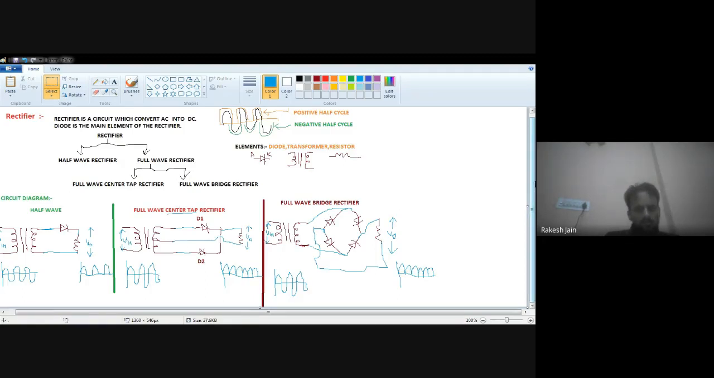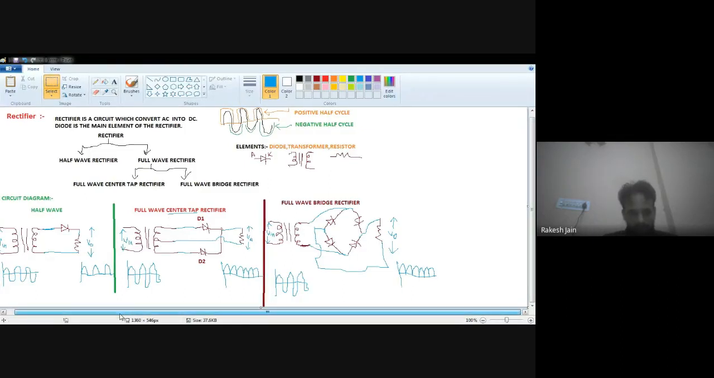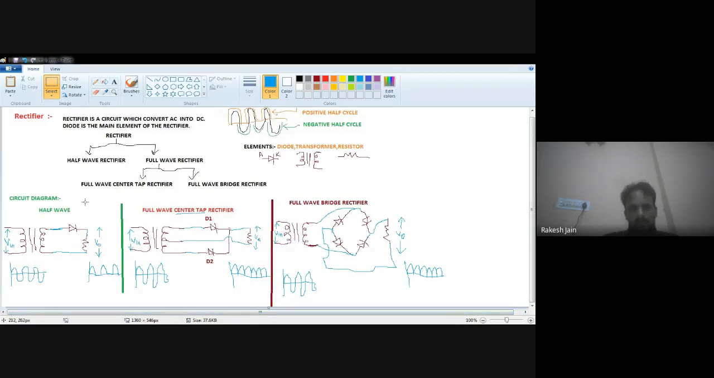Now we will focus on the working principle of these rectifiers. One by one, the full wave center tap, full wave bridge, and half wave rectifier working principle. First of all, we should focus on the half wave rectifier working principle. Now see very carefully. Here I am going to explain to you the working principle of the half wave rectifier. Okay, let's see.